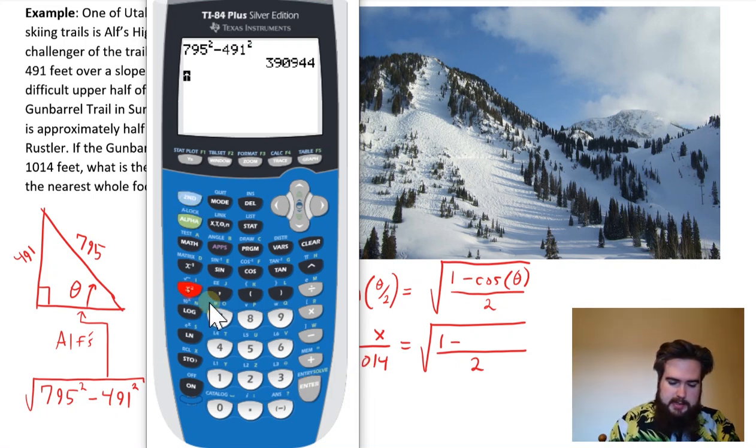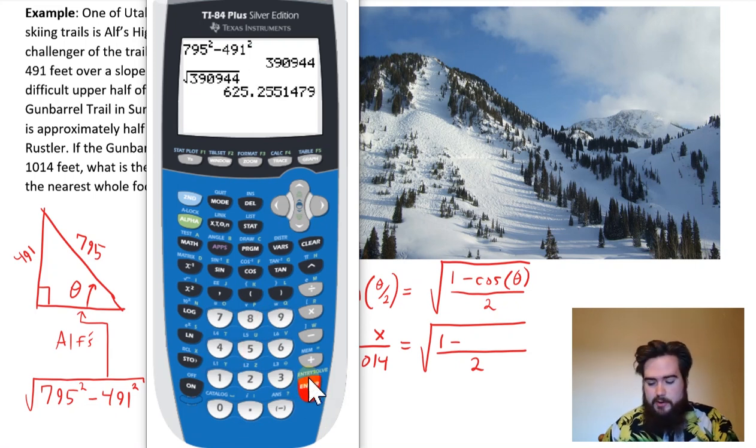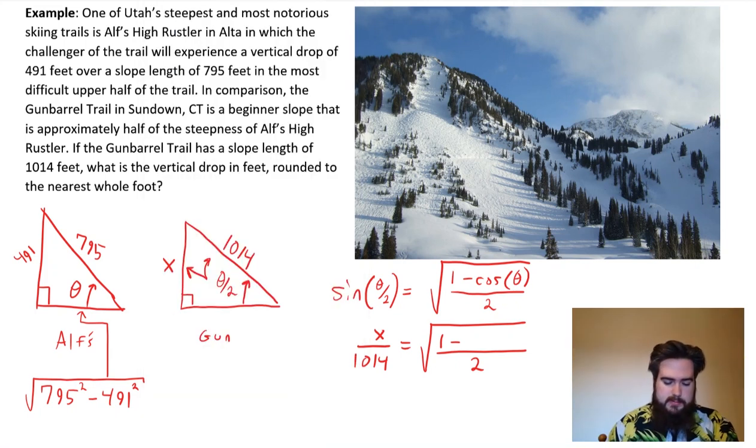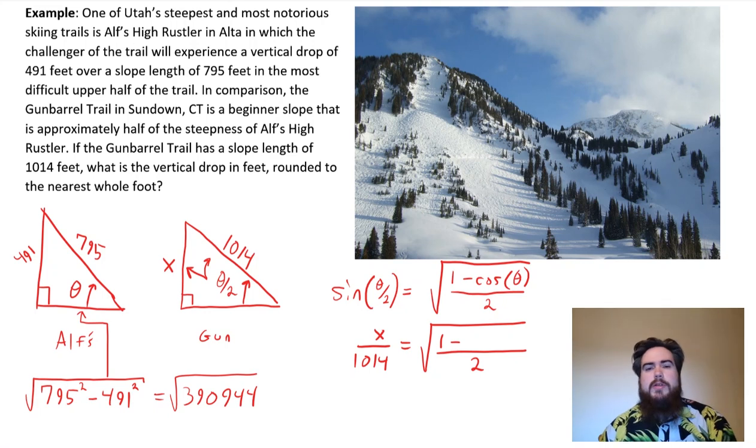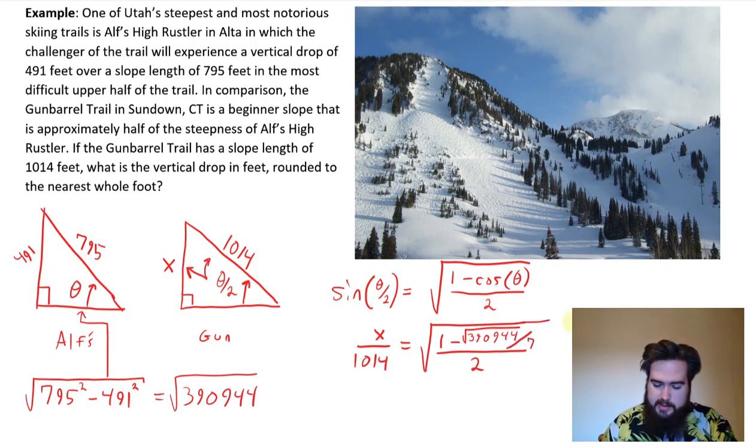390,944, and just to check, 390,944. Yeah, that's not great. So I'm going to keep it as 390,944 underneath the square root. This way I'm preventing myself from rounding too much too early. Therefore, I have cosine of theta in my half-angle identity as the square root of 390,944 divided by the hypotenuse side of that triangle, which is 795.